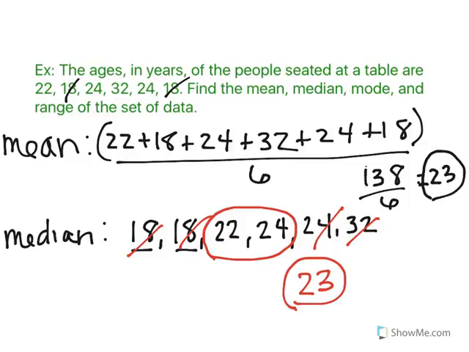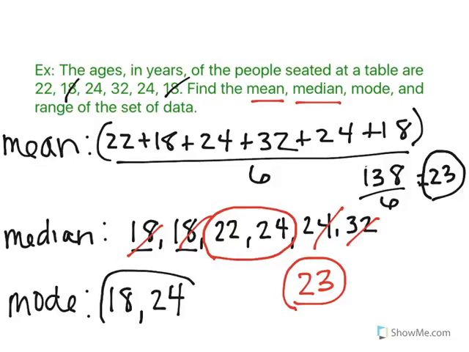Now I found my mean and I found my median. My mode is my most popular number, the number that shows up the most. In this case, we have two numbers that show up two times each. We have 18 that shows up twice, and 24 that shows up twice. So we have two modes, and that's okay. Those are the numbers that show up the most. Mode, most.